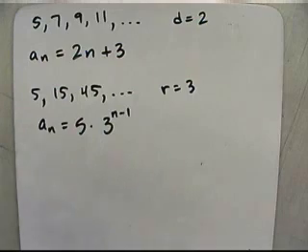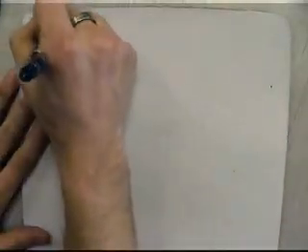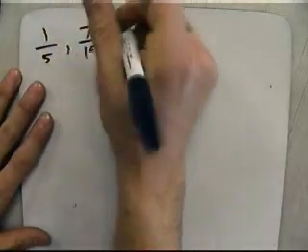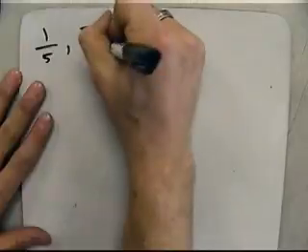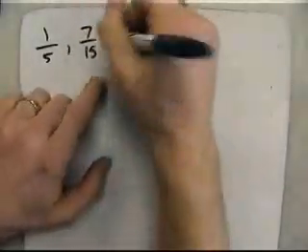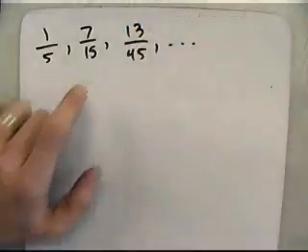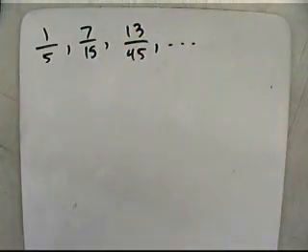Now they're going to mix it all together, and sometimes they might even mix geometric and arithmetic together as well. So let me show you one where it'll be like that. Let's say I gave you 1 over 5, 7 over 15, and then 13 over 45. Fractions.